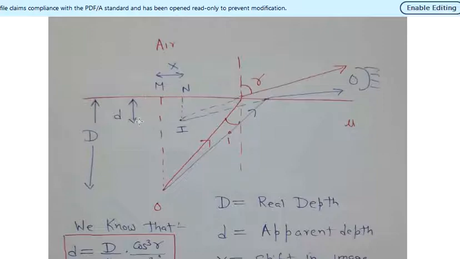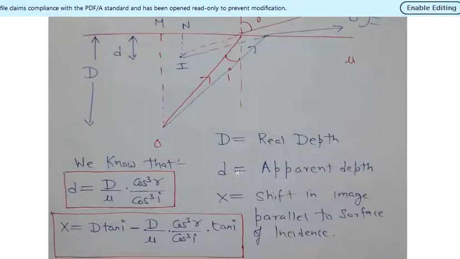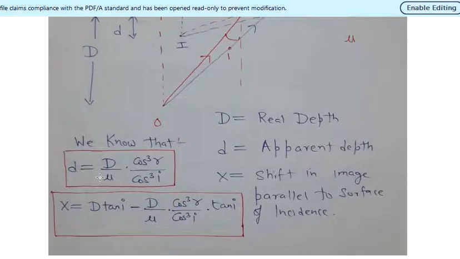The apparent depth is small d, and the image is also shifted parallel to the surface of incidence by a distance f. If we do detailed calculations, then we conclude that small d is capital D by mu cos cube r upon cos cube i, and f is capital D tan i minus d by mu cos cube r upon cos cube i into tan r, where capital D is real depth, small d is apparent depth, f is the shift in image parallel to the surface of incidence.